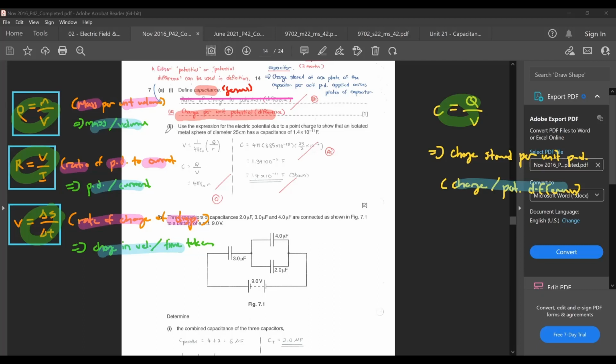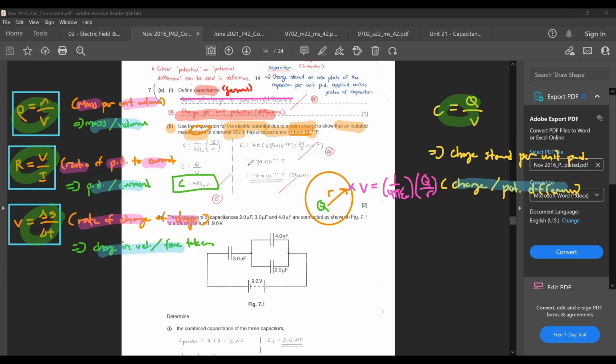Okay, now if you look at question 2: use the expression for the electric potential due to a point charge to show that an isolated metal sphere of diameter 25 centimeter has a capacitance of 1.4 times 10 power minus 11 farads. So say this one is your sphere. You want to show that your sphere has a capacitance of this much. This sphere has a radius of r. You have a potential of V at the surface, which is 1 over 4 pi epsilon naught Q over R, and you have a charge of Q here. Find out its capacitance.